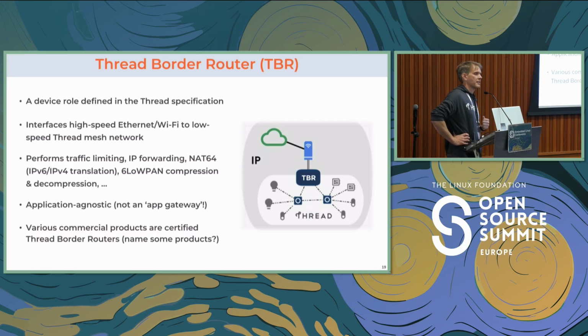And the nice thing about the thread border router, it's not application specific. So it's not a gateway that translates application commands, but it's just, basically moving IP back and forth, which could contain anything you like, UDP, TCP on top of it with any higher layer protocol.